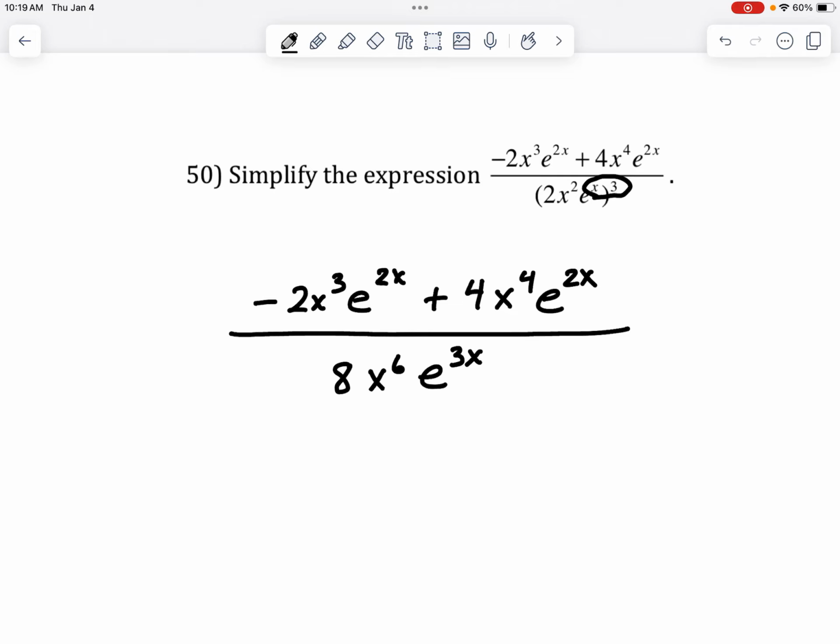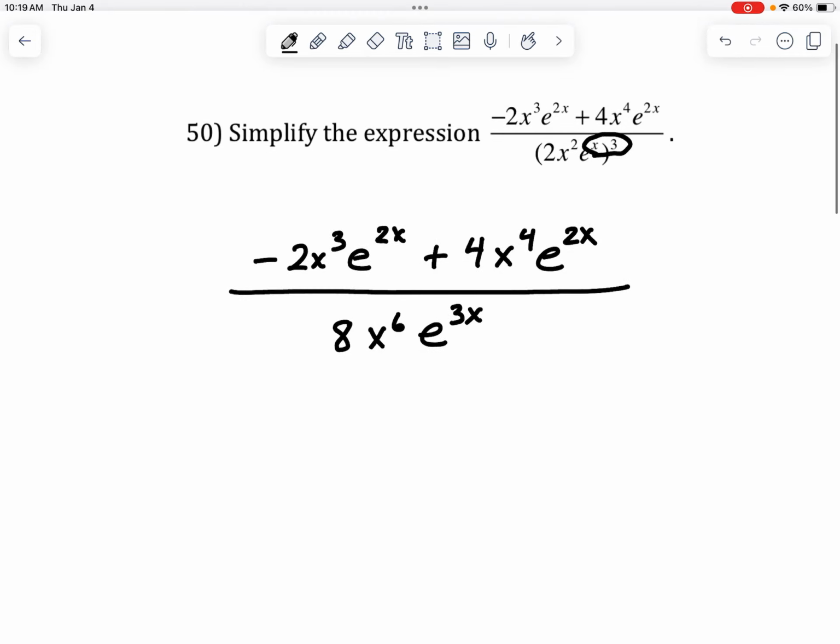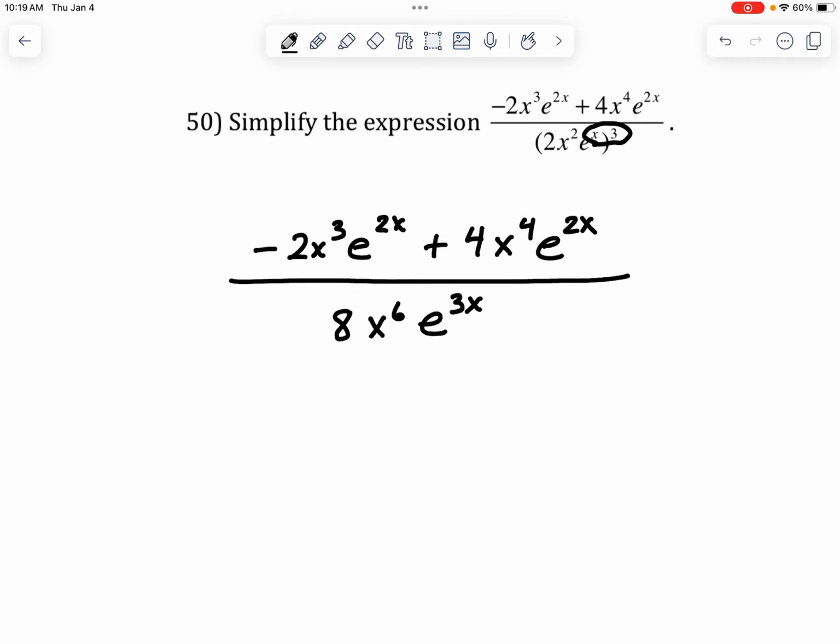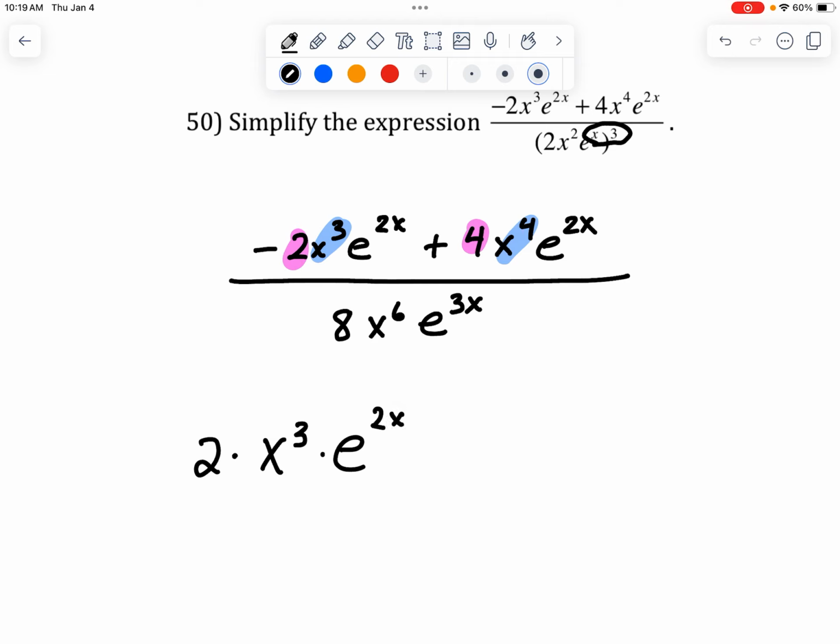All right, the next thing to do is work on the top part and factor out whatever we can factor out. So on the top part, I know that I could factor out a 2 from both of those. So I could factor out a 2. And as far as the x's, there's 3 of them here and there's 4 of them. So I could factor out x cubed. And then e to the 2x and e to the 2x means I could factor out e to the 2x.